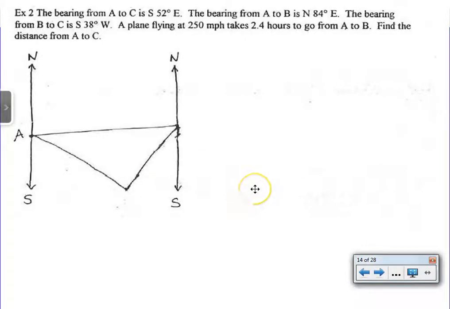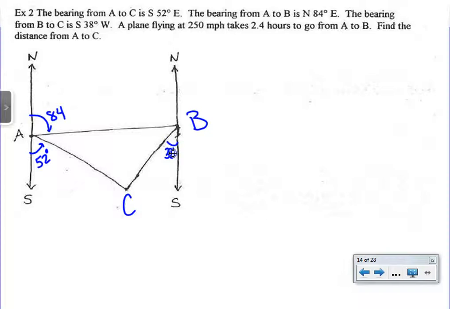Okay, we have half of a diagram set up here. The bearing from A to C is south 52 degrees east. So this must be C down here. But off the south line, it measures 52 degrees east. So that's a 52 right here. The bearing from A to B, this must be B over here, is north 84 degrees east. So from A to B would be north and then 84 east. The bearing from B to C is off of south and it's 38 degrees west.